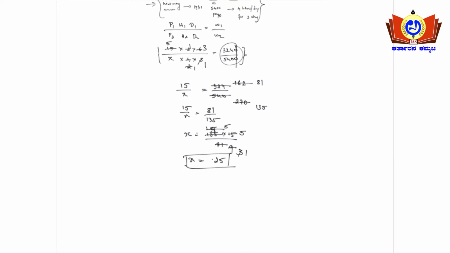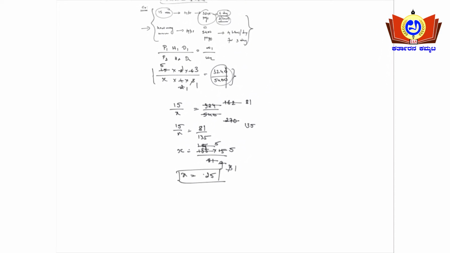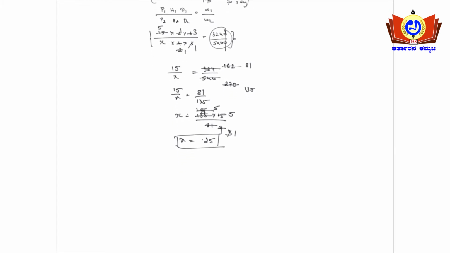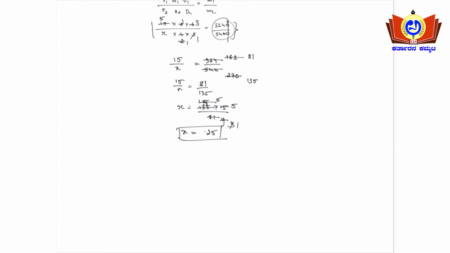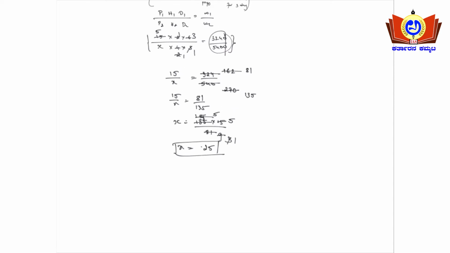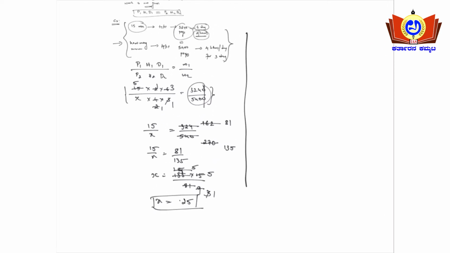So 25 persons working for those days and those many hours will complete the work given here. In the same case, when hours is not given, the formula will be person 1 into days D1, divided by person 2 into D2, equal to work 1 by work 2. This is the condition here.